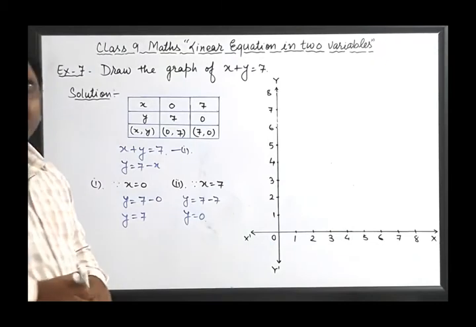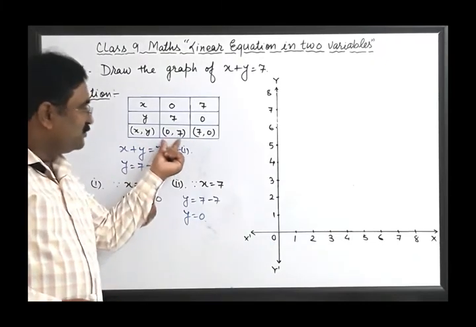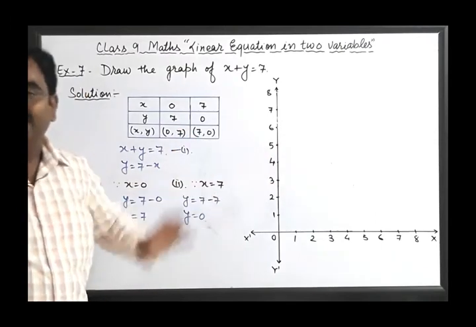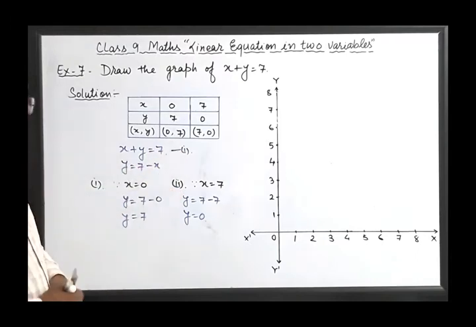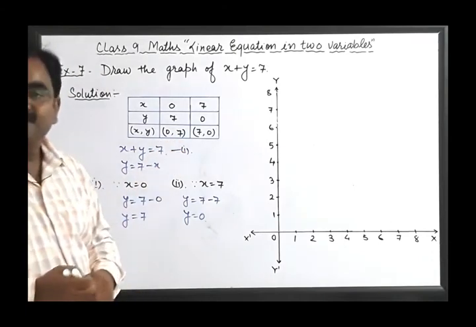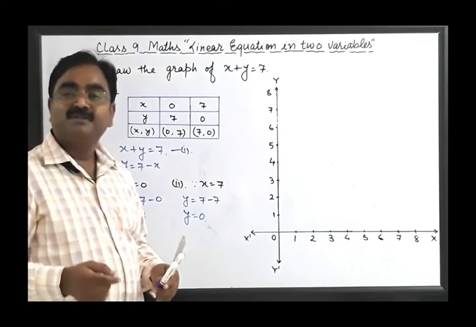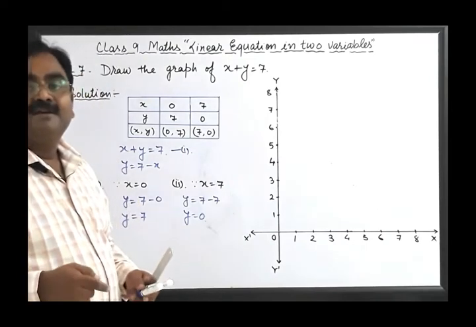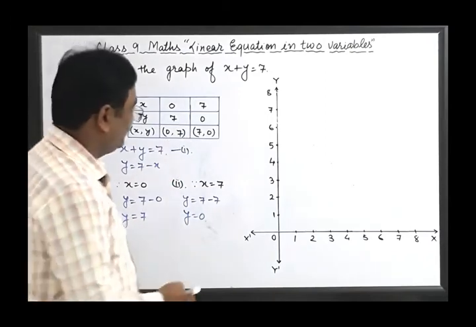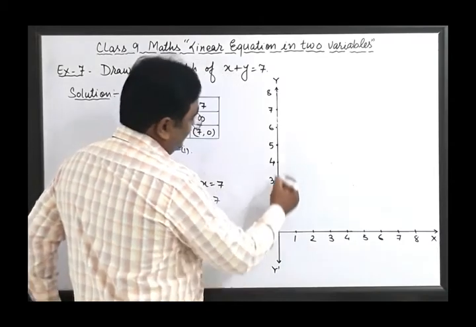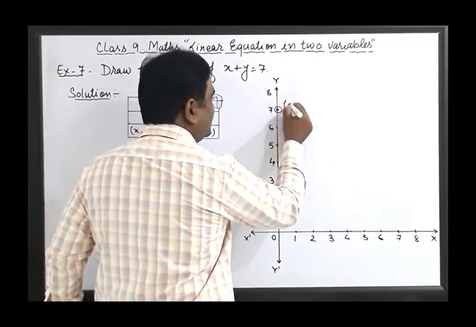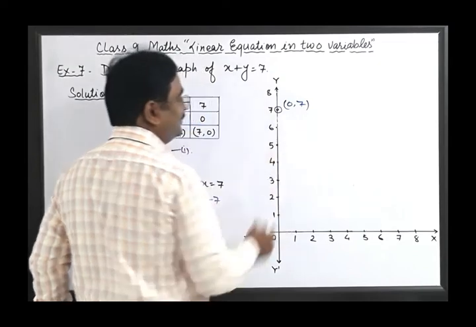Now let us plot these points 0, 7 and 7, 0 on the Cartesian plane in the coordinate system. First of all, we have to plot these 2 points. First coordinates are 0, 7. It means on x it is 0 and y is 7, so this point lies on the y axis. So where will this point be? x is 0 and y is 7. So here we have taken this point and its coordinates are 0, 7.